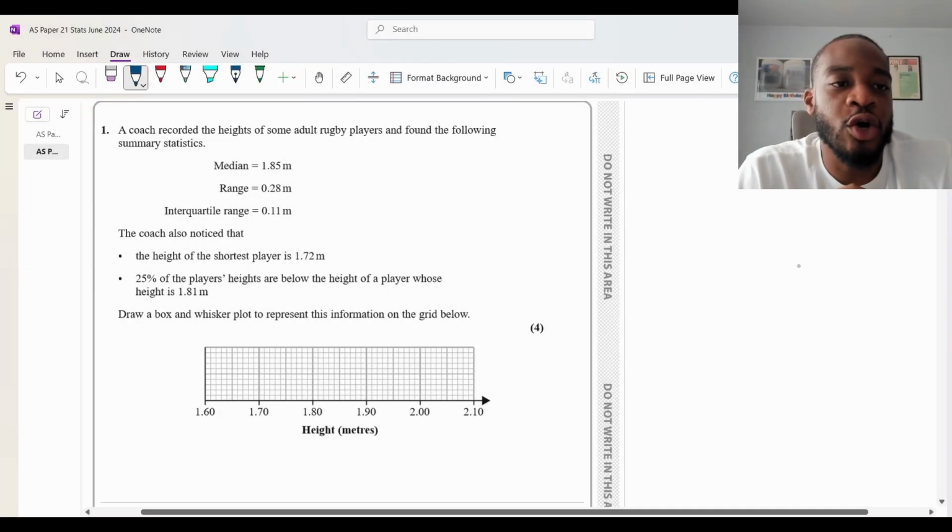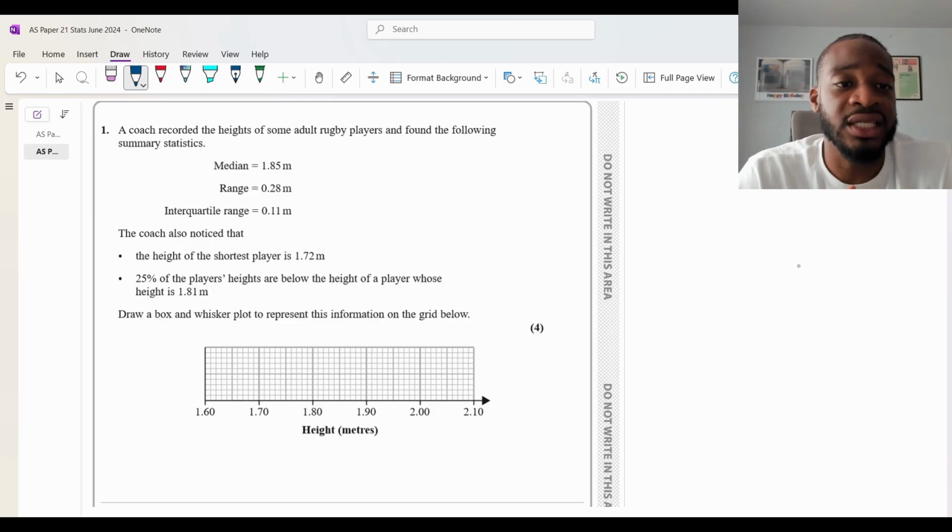Okay, so question one says a coach recorded the heights of some adult rugby players and found the following summary statistics. The median is equal to 1.85 meters, that's my height. The range is equal to 0.28 meters. The interquartile range is 0.11 meters. The coach also noticed that the height of the shortest player is 1.72 meters. 25% of the players' heights are below the height of a player whose height is 1.81 meters. Draw a box and whisker plot to represent this information on the grid below for 4 marks.